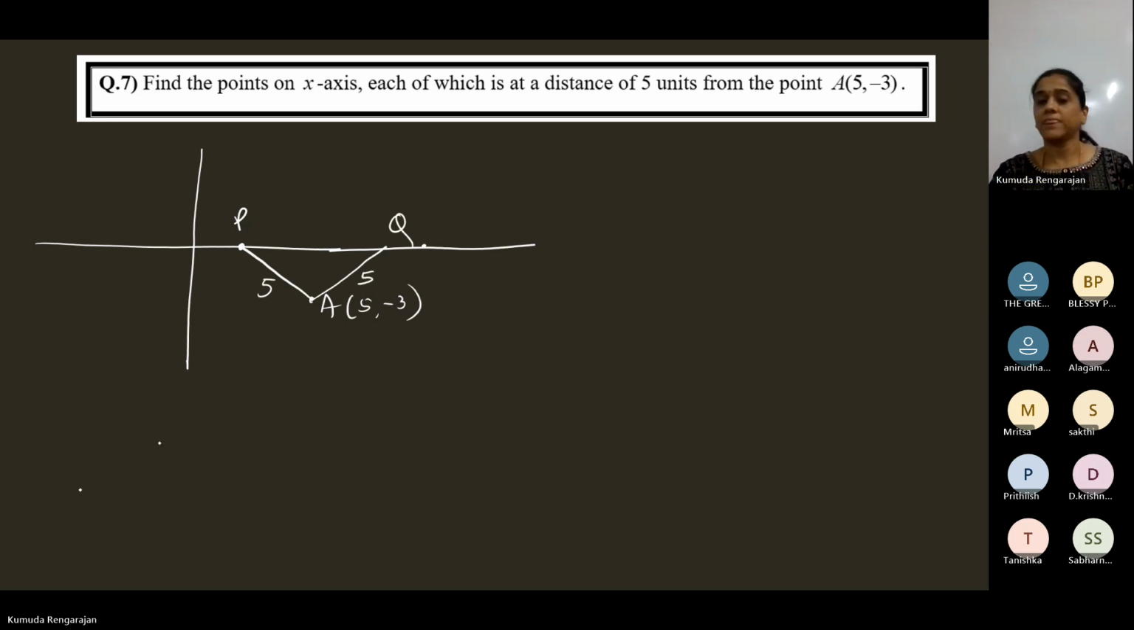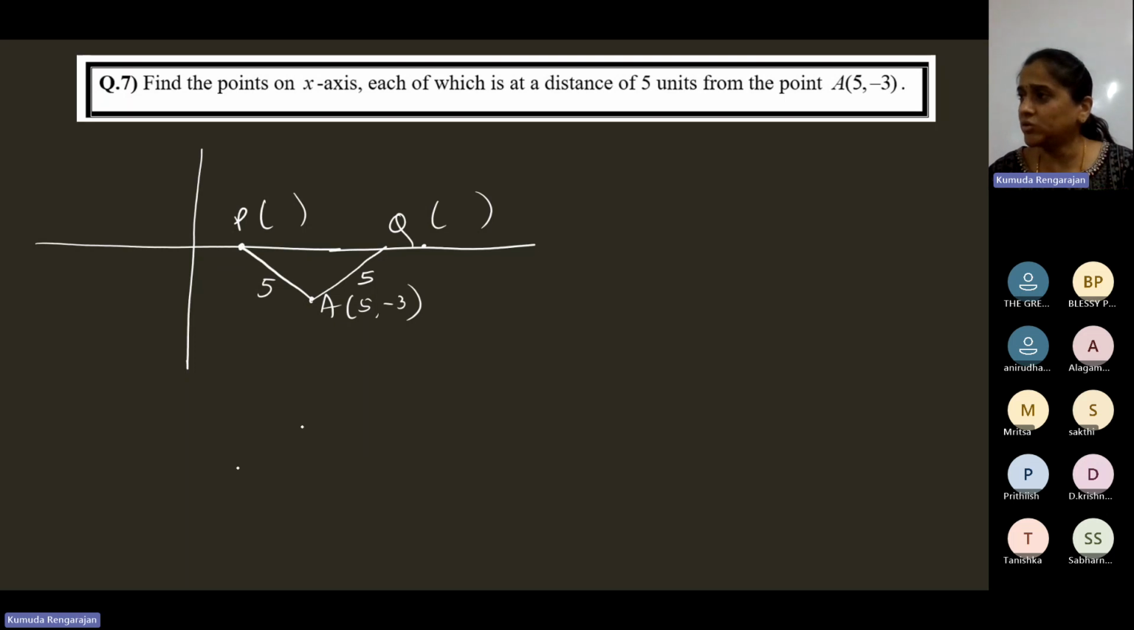Okay. So this is what it is. We need to find the address of these 2 points on the x-axis, which are at a distance of 5 units from A. You have to say the question 2-3 times, then only the question is clear. We have to find the address of these 2 points P and Q.